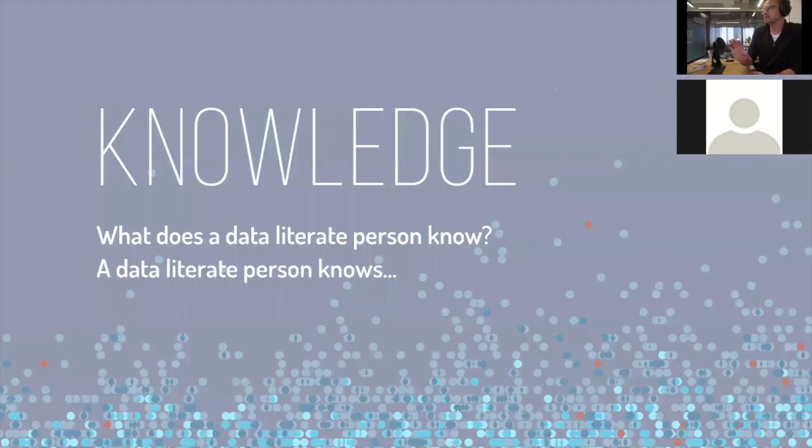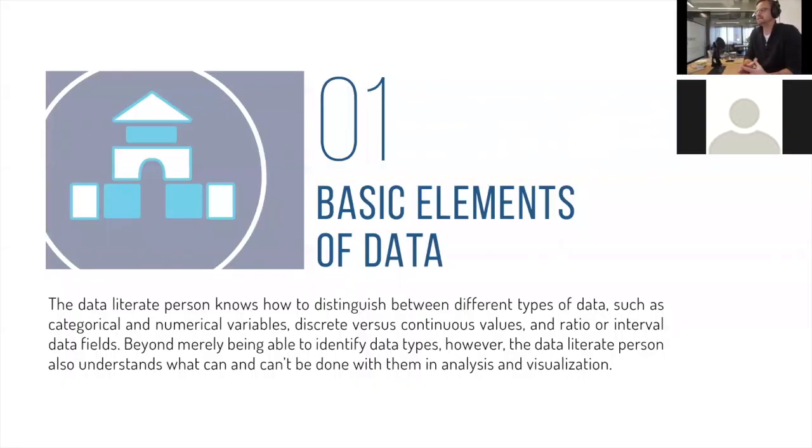So the first section here, knowledge: what does a data literate person know? Well, a data literate person knows basic elements of data to start with. Now, this to me is really important because if you're a poet or an author, your language, your craft is words. And so words, nouns, verbs, even letters become the basic element of your craft.